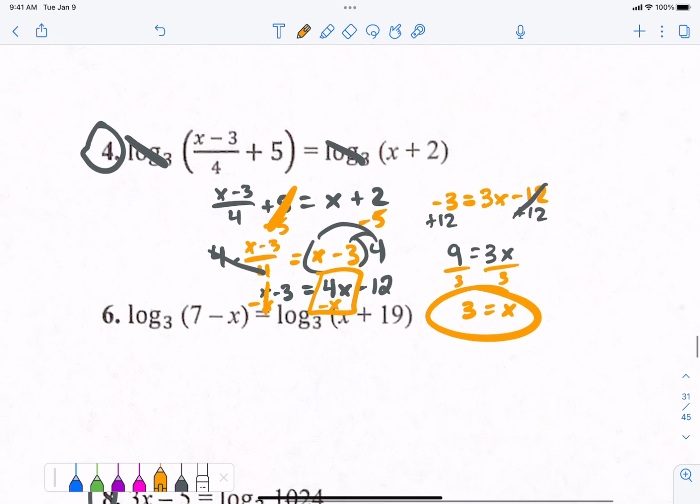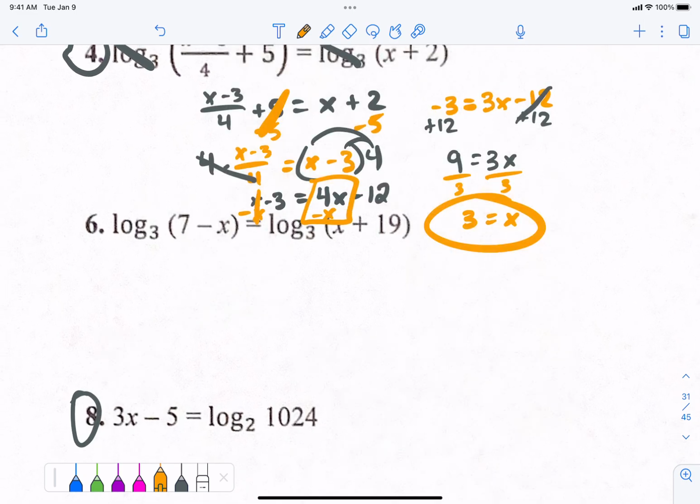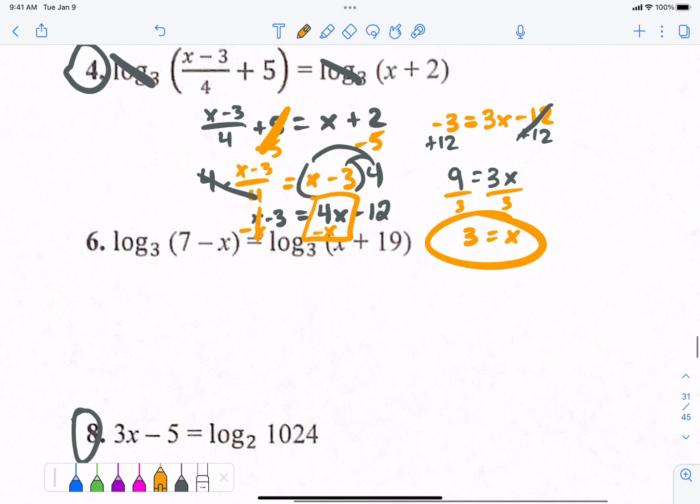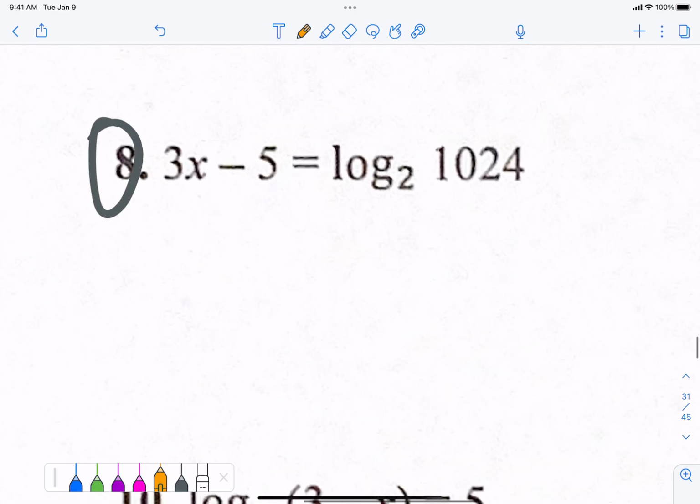Amazing. I'm fast. Gordon, give me the paper. All right, ready? Number 8. Here's another one you're going to get kind of stumped on. Here's my equal sign. I don't have a log on each side to cancel.